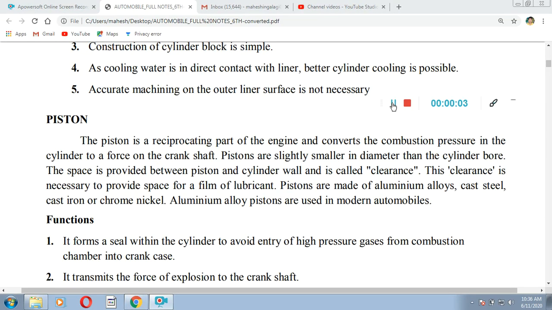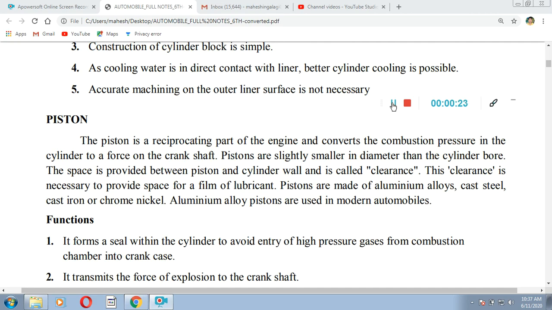Now the second video for the first model. In the previous video I explained the cylinder and the arrangement of cylinder and liners, that is dry liner and wet liner. Now one more very important part of the IC engine is the piston.